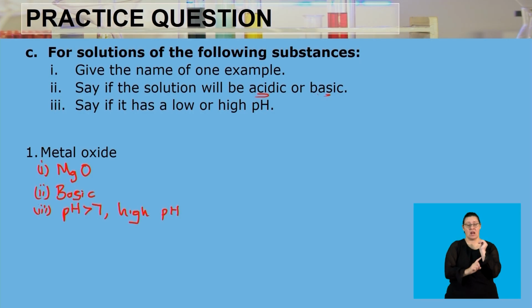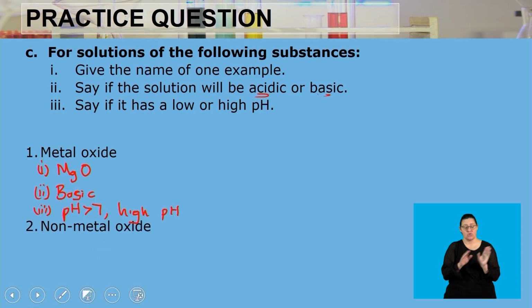And then our last one says a non-metal oxide. So the very same questions, but now based on a non-metal oxide. So I give one example of a non-metal oxide. We can think of carbon and oxygen chemically bonded together to form carbon dioxide. So number one, again, CO2.